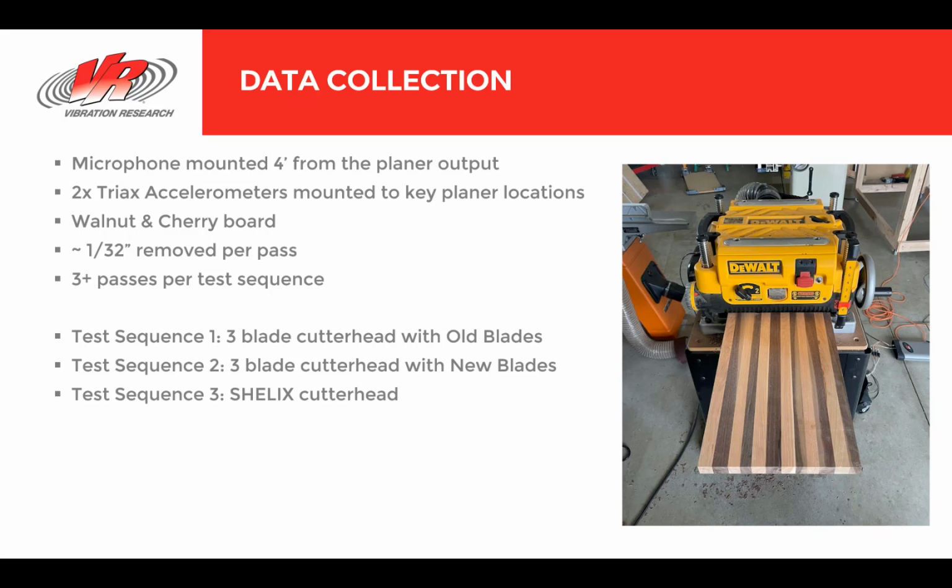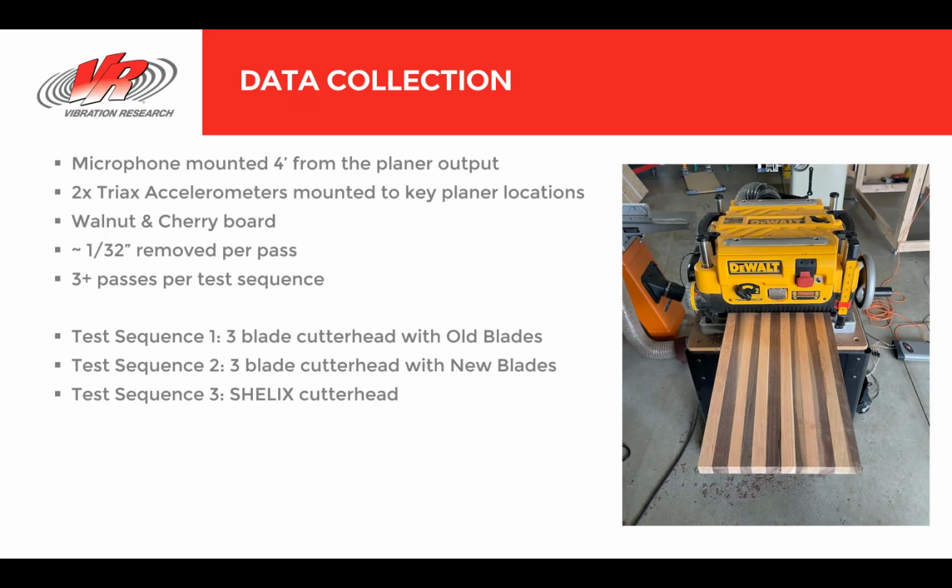Used the manual wheel on the right hand side to make those adjustments. So there are definitely minor differences in the depth of cut, but we repeated the cut multiple times to try to get a relatively similar set of data. So 3 passes per sequence.